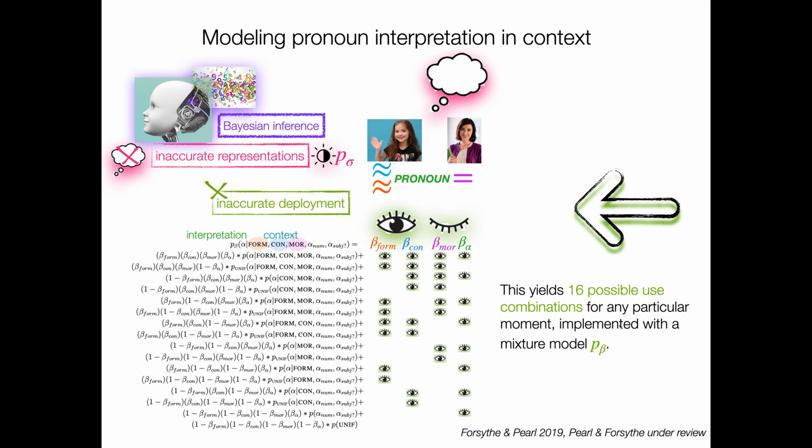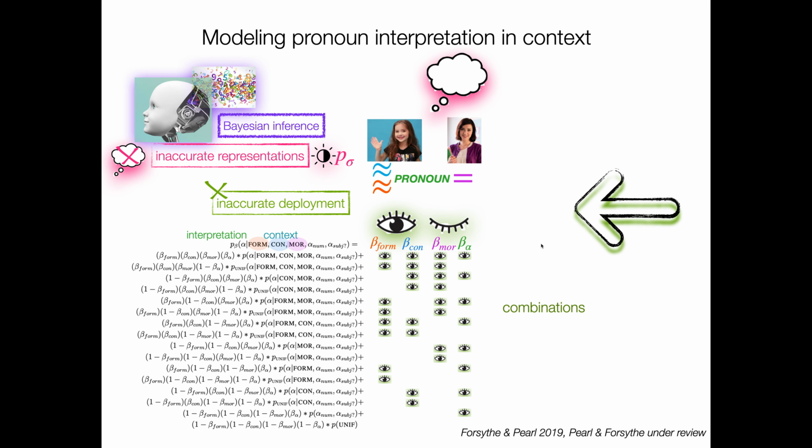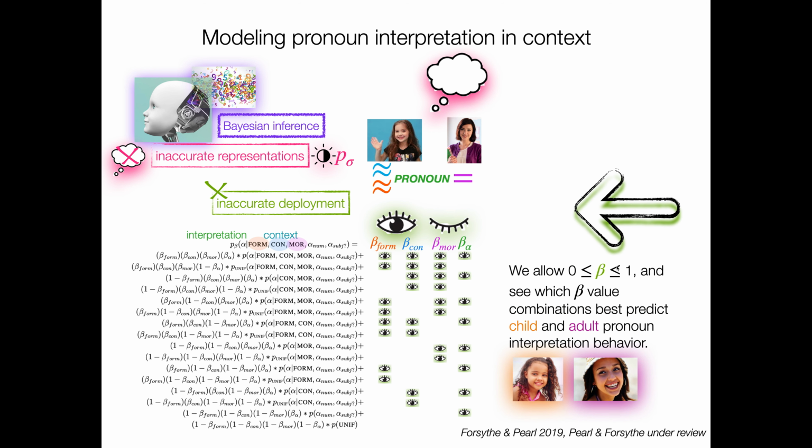And we're going to implement this with a mixture model, which is just, for each one, we either use it or don't use whatever information types are for that particular mixture combination element right there. And so this is what it looks like. Again, it looks kind of complex, but it's just each of the 16 possibilities added together. And we allow our betas to range between 0 and 1, and we just see which beta value combinations best predict child and adult pronoun interpretation behavior. So that's inaccurate deployment.